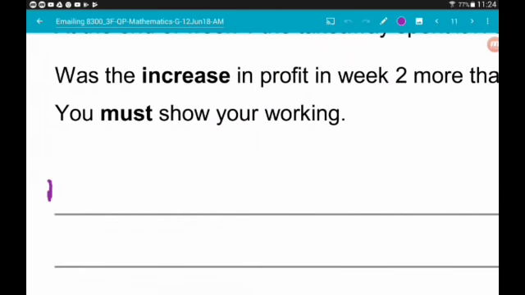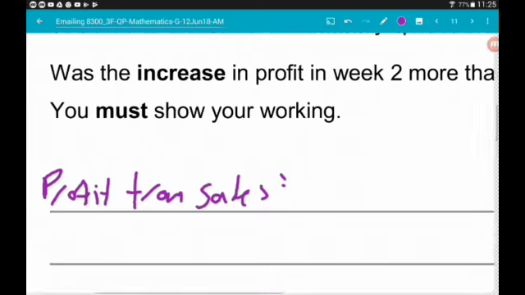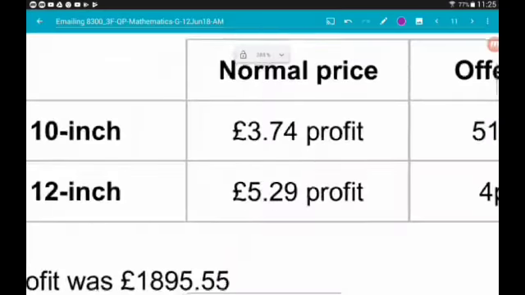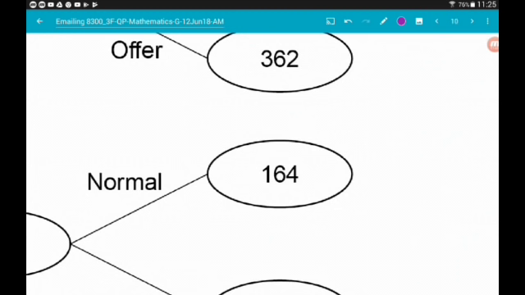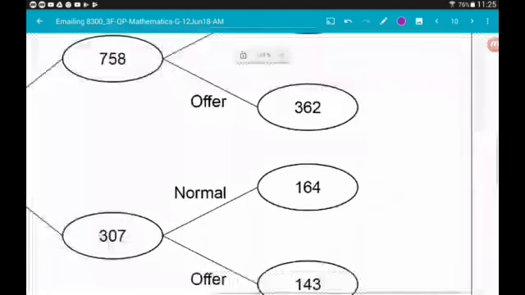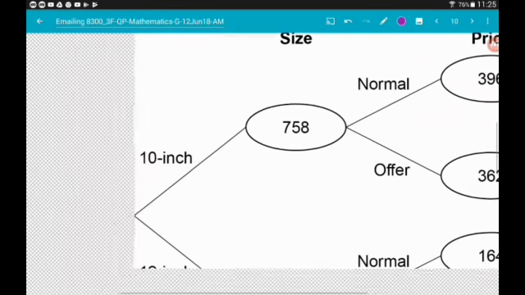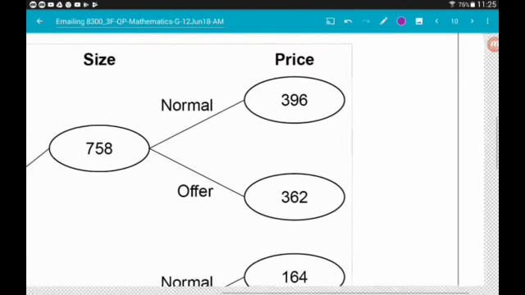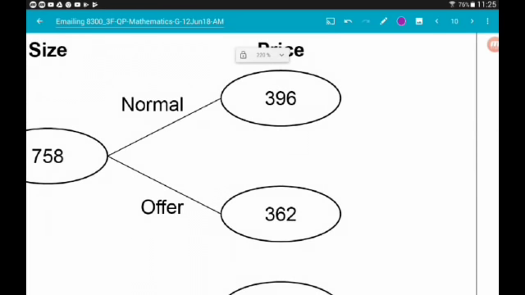So the profit from sales. Okay, so for every 10-inch that they sell at a normal price, they make £3.74 profit. So let's see how many 10-inch pizzas we sold in week 2. So we're on the top branch and we sold 396 10-inch pizzas at normal price.